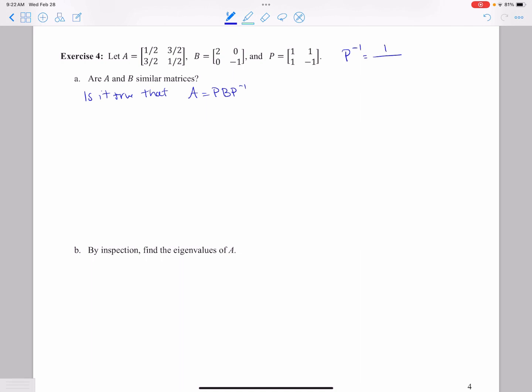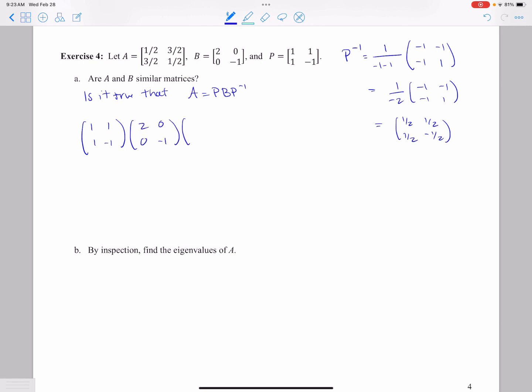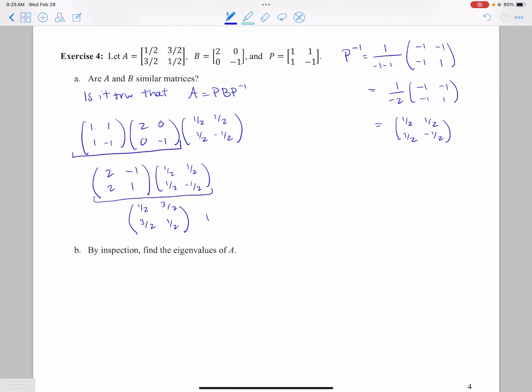So P inverse would be 1 over the determinant, so negative 1 minus 1, and then you swap those and negate those. So if we multiply, we can multiply these two first, then these two. We will get a matrix which is equal to A. So check, they are similar.